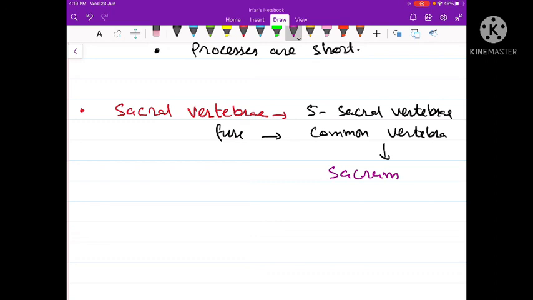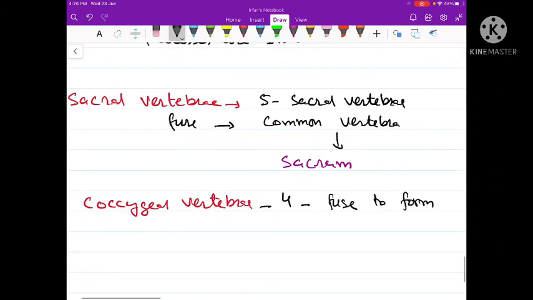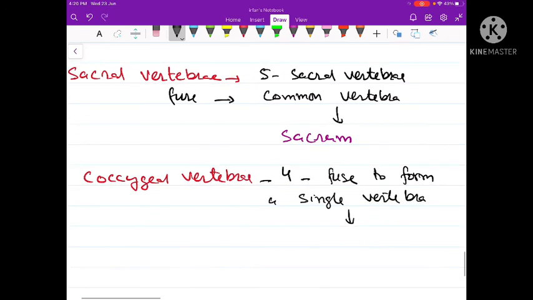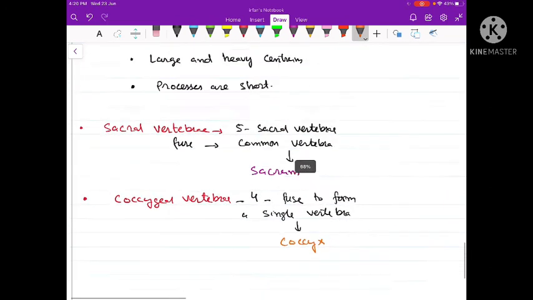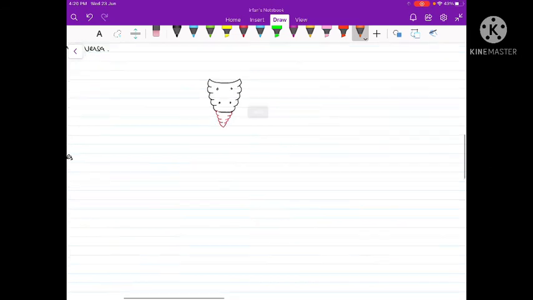And finally we have the coccygeal vertebrae. In fact we have 4 coccygeal vertebrae, and these 4 coccygeal vertebrae will again fuse to form a single vertebra called as coccyx. So coccyx is the term that is used for the fused coccygeal vertebrae. Now together the sacrum and the coccyx form a triangular shape that forms the back of our pelvis or pelvic girdle. So here I will show this image.